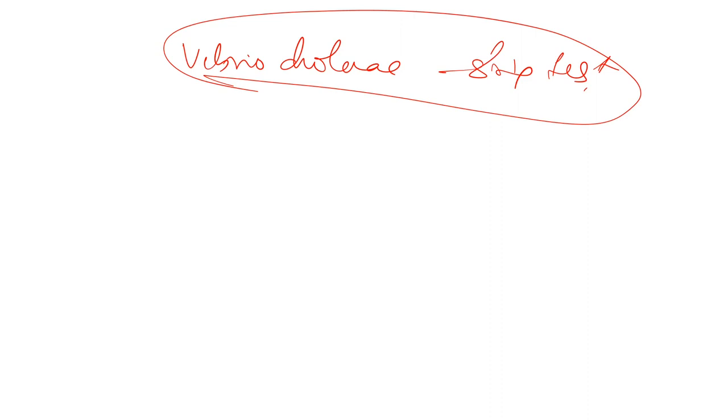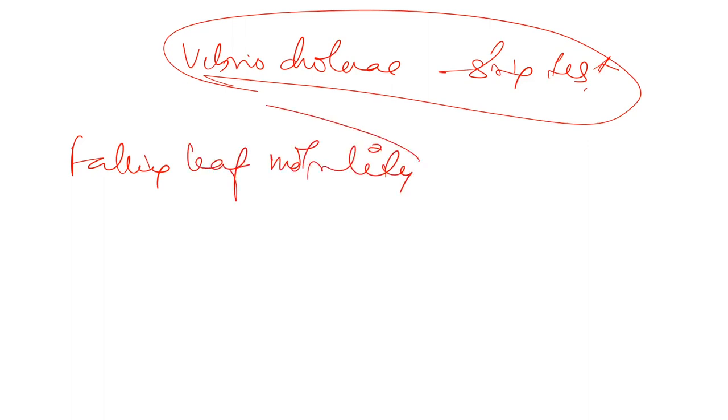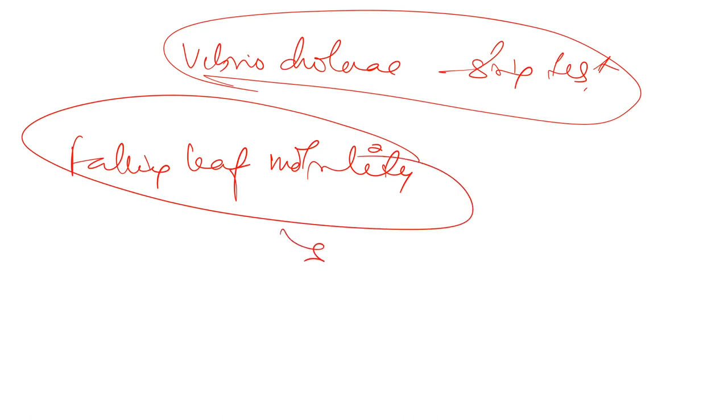Next, let's see. One thing is left, the falling leaf motility. The Giardia have falling leaf motility. You have to remember this. It's important, more important than important only. Most important thing about Giardia is falling leaf motility.